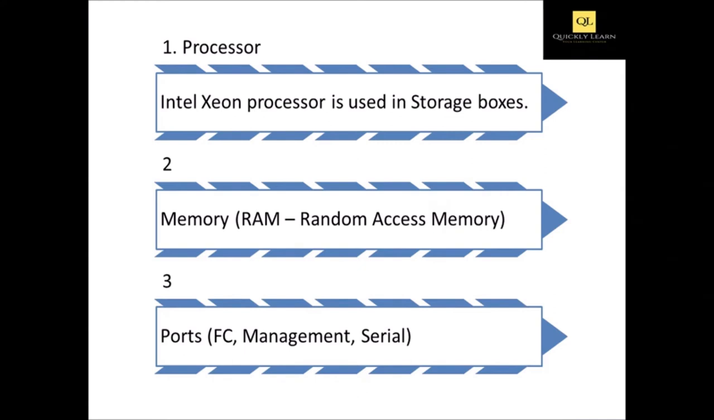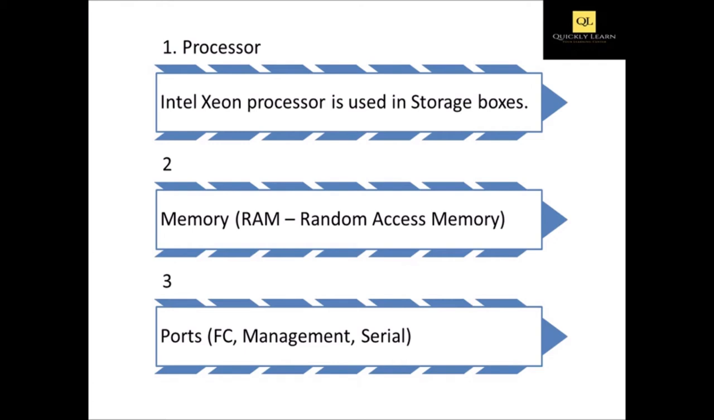Then the second important component is the memory, that is random access memory, which we get in servers also. So server-level RAM we get in storage technology. The third component is very important, that is ports. In ports, we get fiber channel ports, management ports, and a serial port.